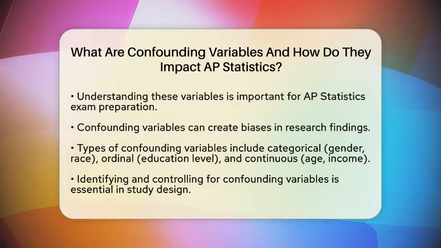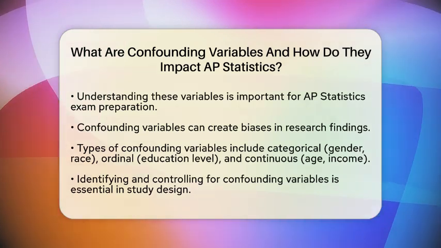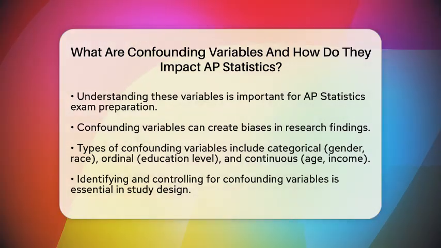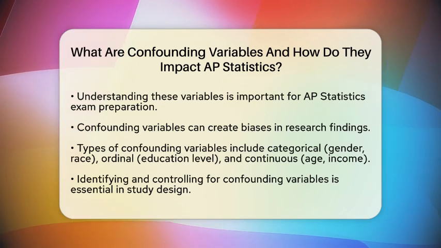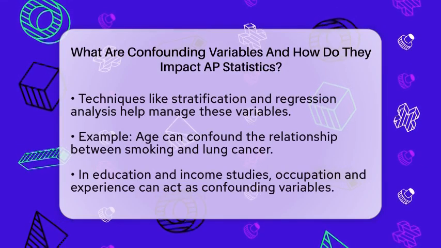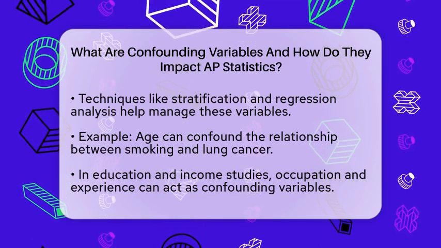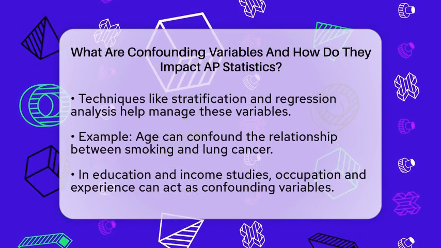When you are designing a study, it is important to identify and control for confounding variables. This ensures that the results accurately reflect the relationship you are investigating. Techniques like stratification, which involves breaking data into subgroups, or regression analysis can help account for these variables and reduce bias.